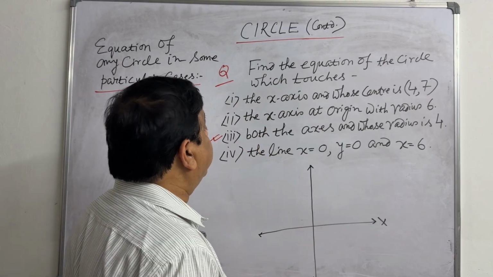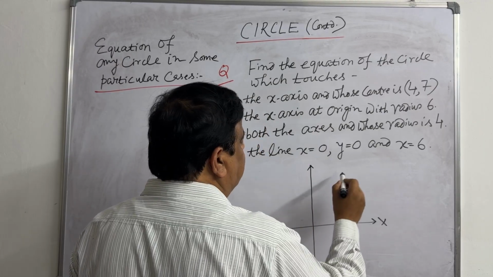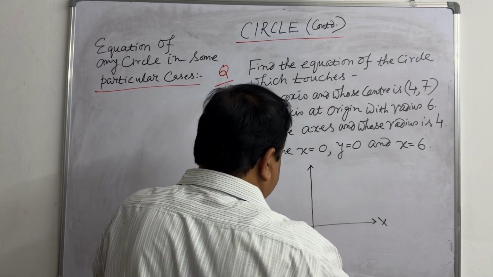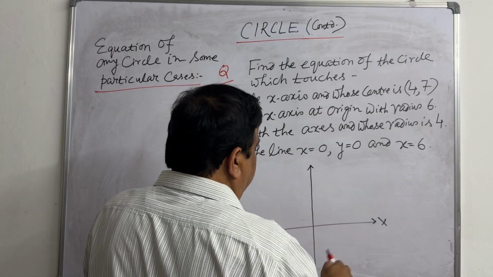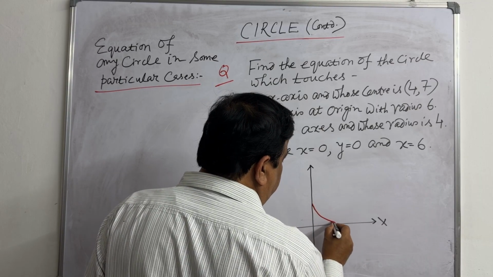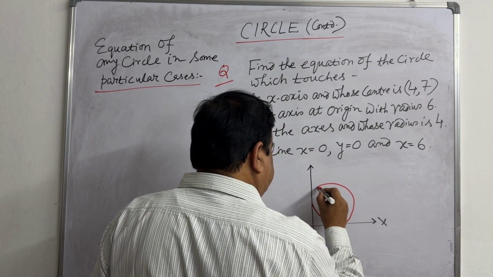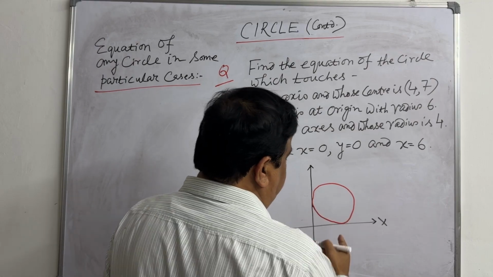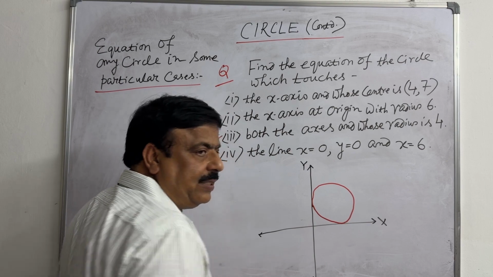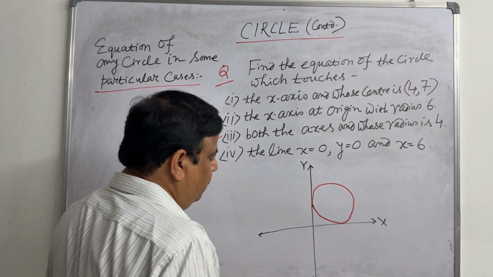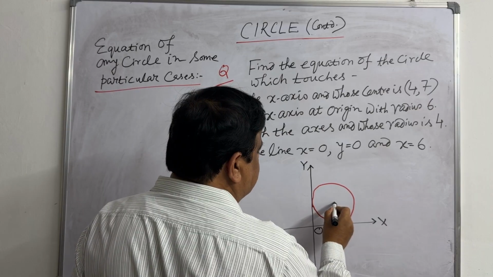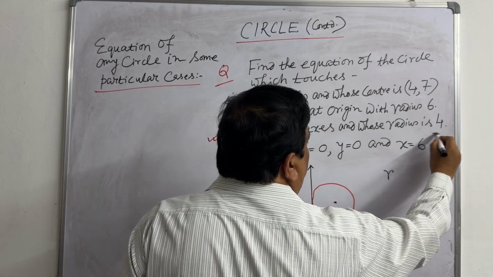there are 4 cases. If you consider quadrant 1, that is this one, the circle can be drawn like this. Here the circle touches both the x-axis and y-axis. Okay, this is your origin. What is the radius? That is 4 unit.